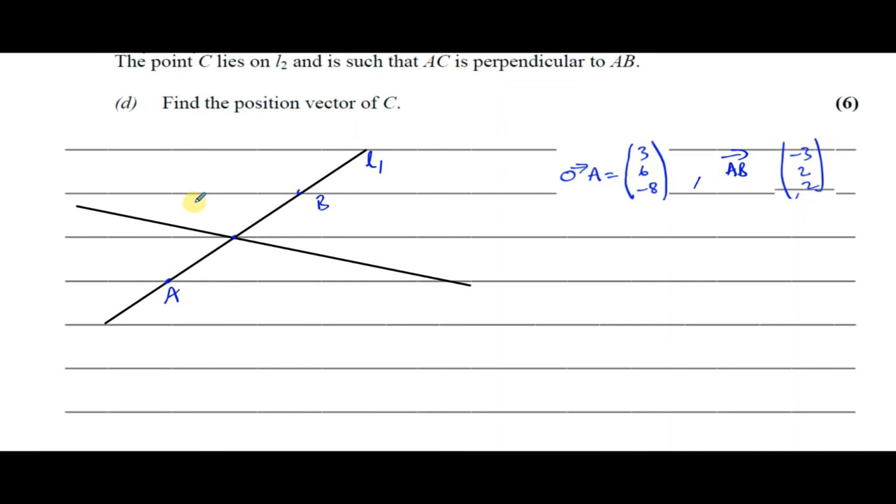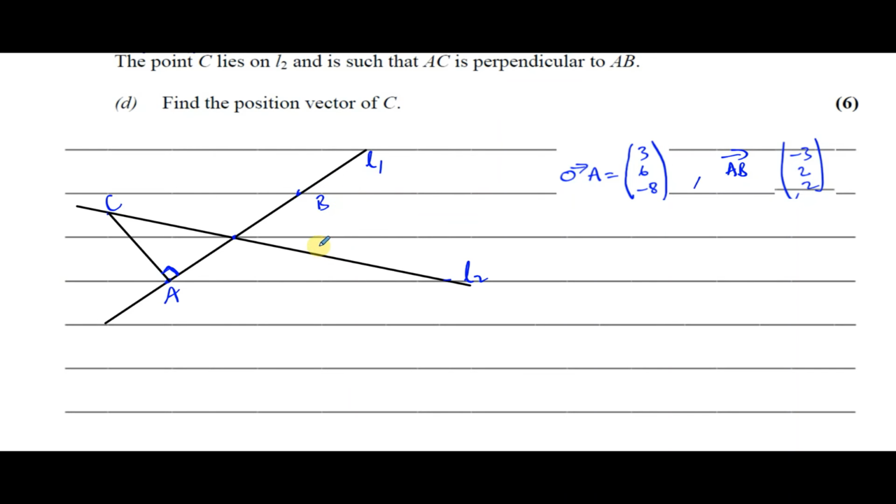Okay, it says AC is perpendicular to AB. So it says the point C lies on line 2. So this is line 2. Point C is somewhere along line 2 such that AC is perpendicular to AB. So C will be somewhere on this line such that when I join C to A, that will be perpendicular to line 1. That's what it means here. So C is on this line too, and if I join it to point A, AC and AB will be perpendicular.